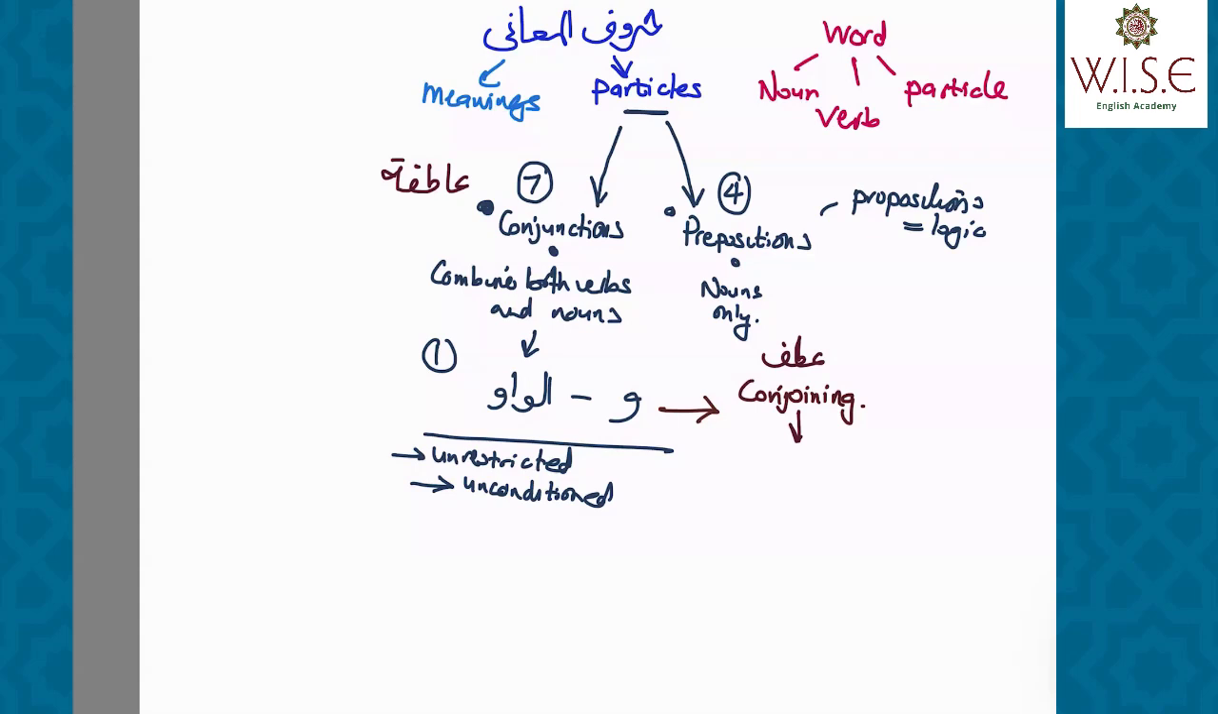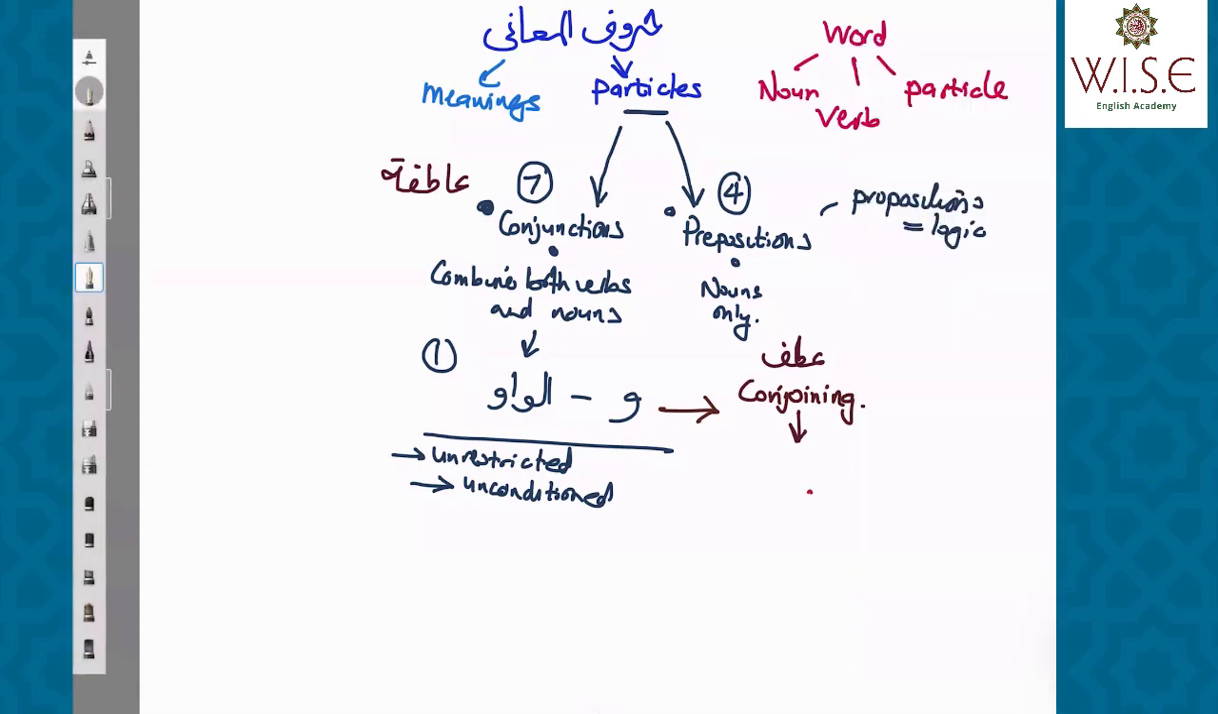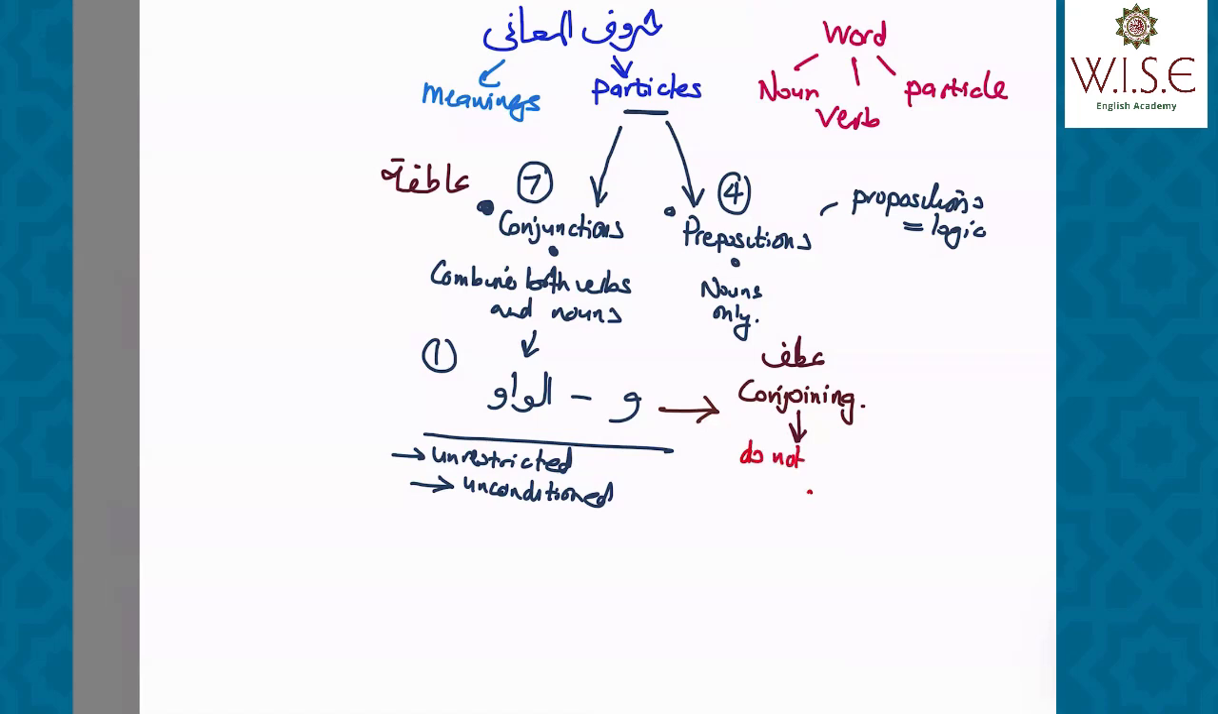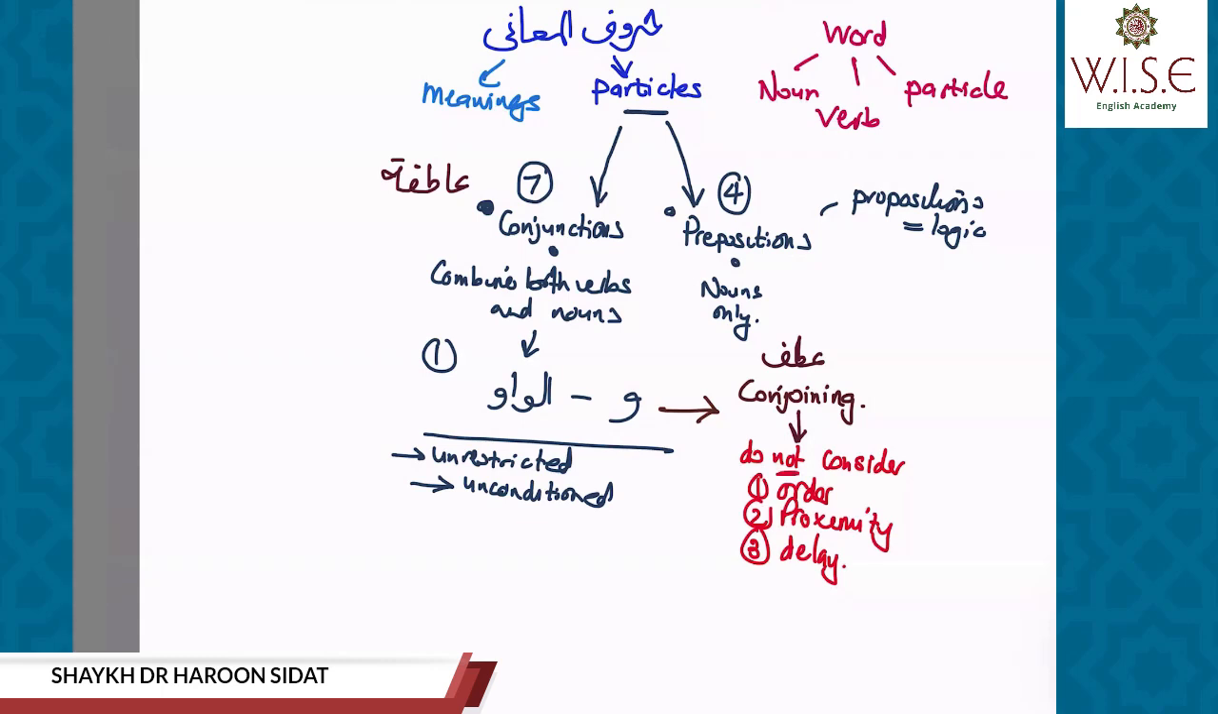Now, what's the ruling of this? Well, if you read in the books of details of usul al-fiqh, they'll tell you a few things. When we look at waw al-atf, we do not consider three things I'll mention now. One of them is the order in which they appear. Second thing is proximity. The third one is delay. Okay, so we're going to do an example just to help you. So they do not consider that.